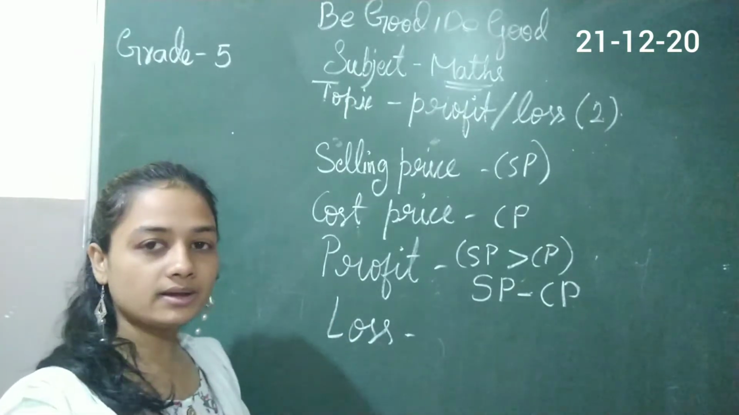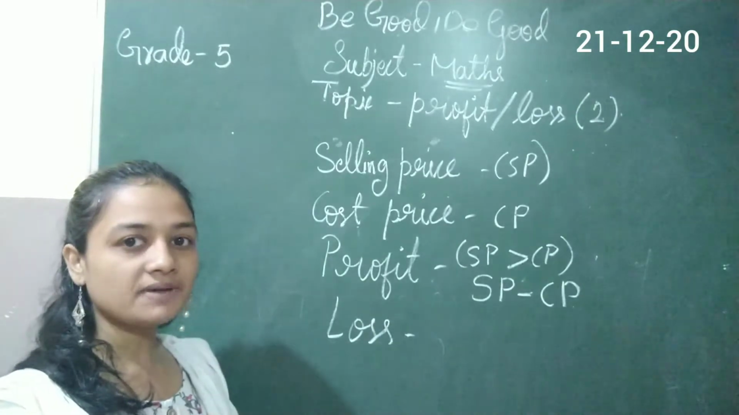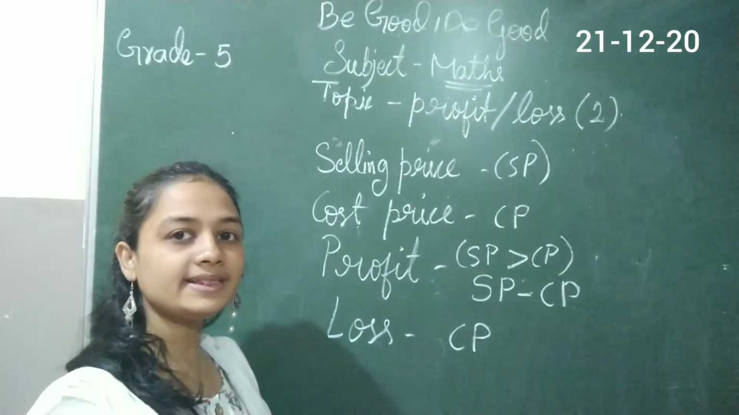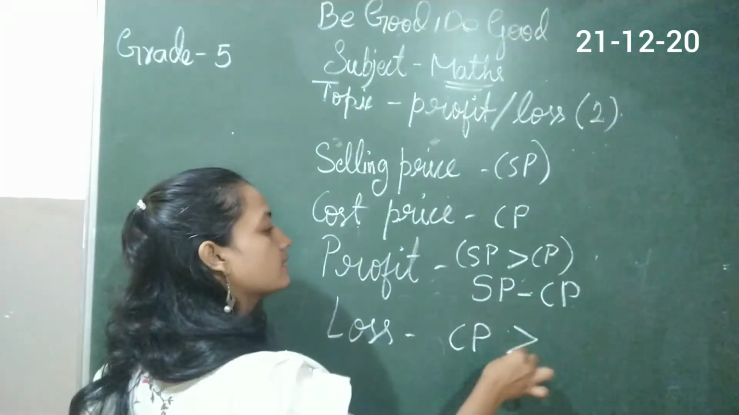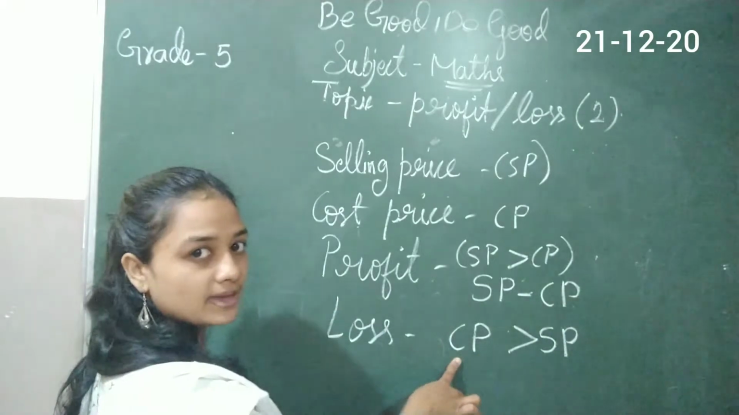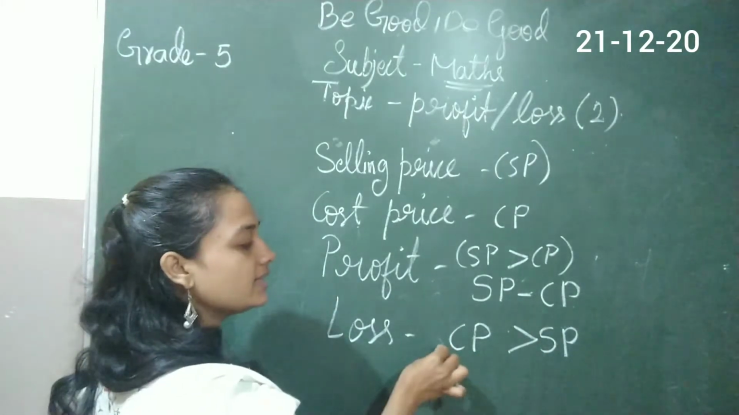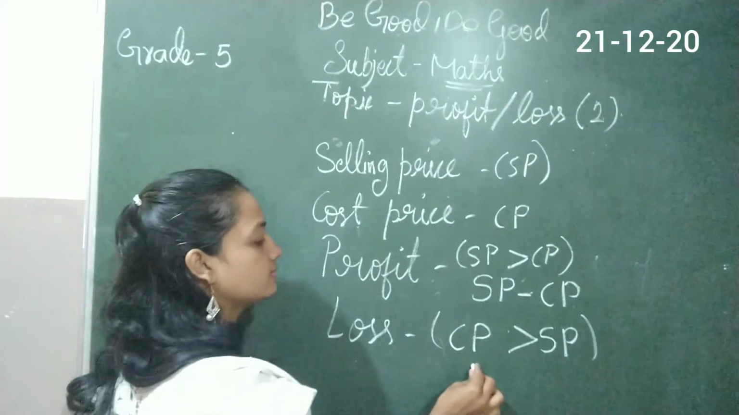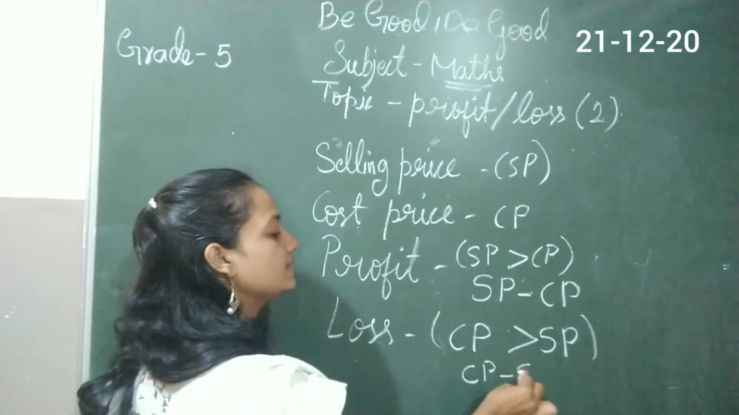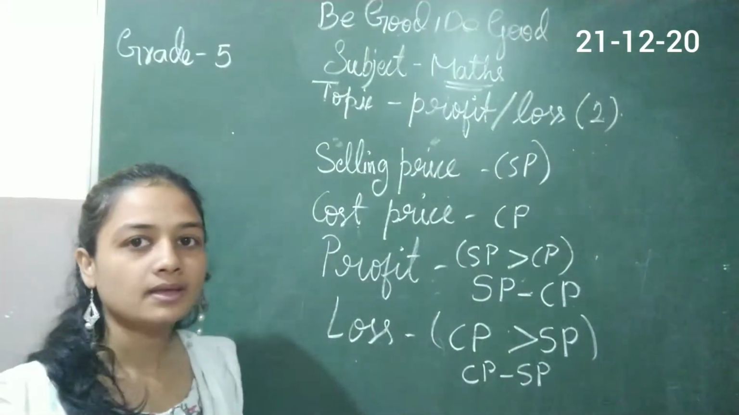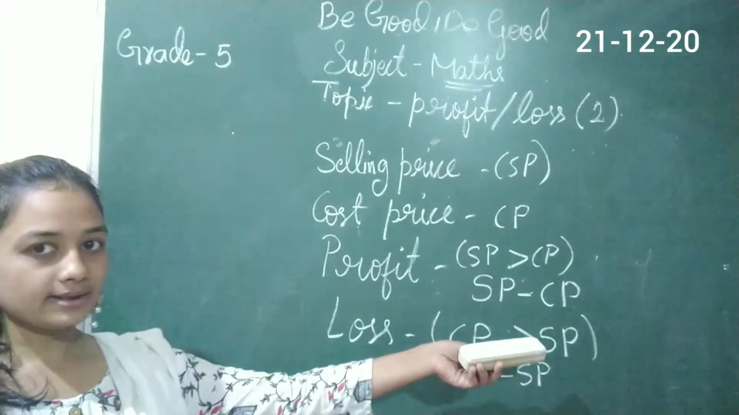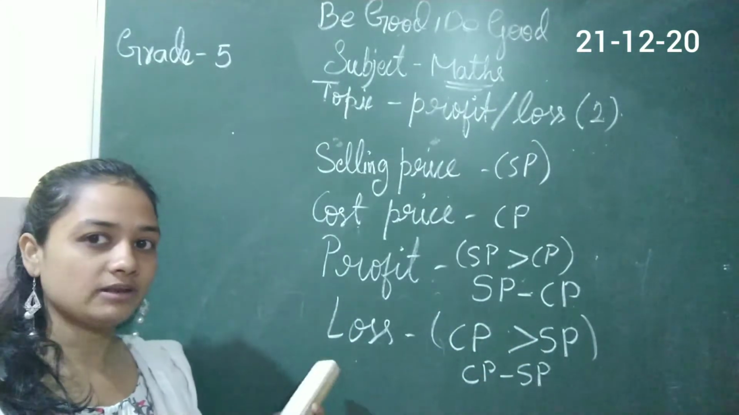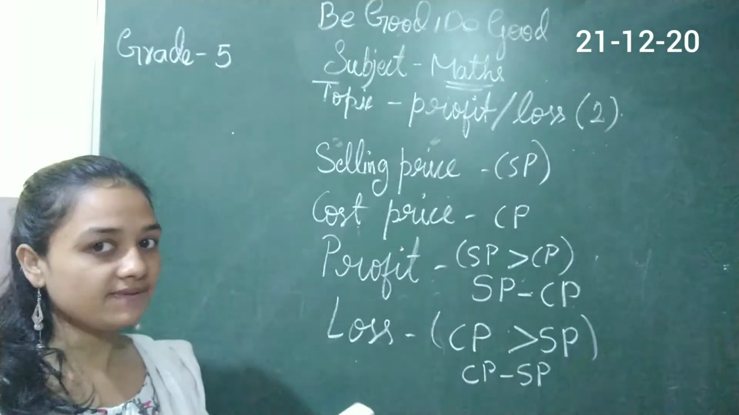Loss. When do I see a loss? When I buy the object with more price and sell it for less price. So CP is more than SP. In this case, I get a loss. How do I find the loss? I subtract CP minus SP. So when I give you CP and SP, you can find profit, or if it is loss, you can find loss. This is what we learned in the previous video.